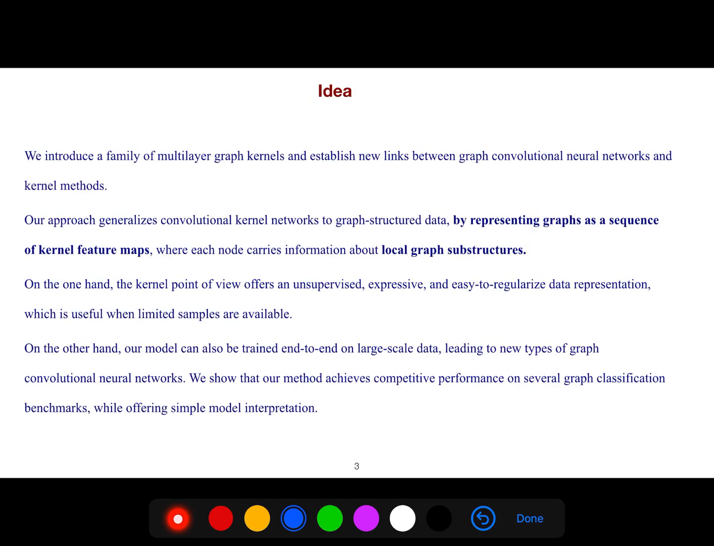We introduced a family of multi-layer graph kernels and established new links between graph convolutional neural networks and kernel methods. Our approach generalizes convolutional kernel networks to graph structured data by representing graphs as a sequence of kernel feature maps, where each node carries information about local graph substructures. On the one hand, the kernel point of view offers an unsupervised, expressive, and easy to regularize data representation, which is useful when limited samples are available.